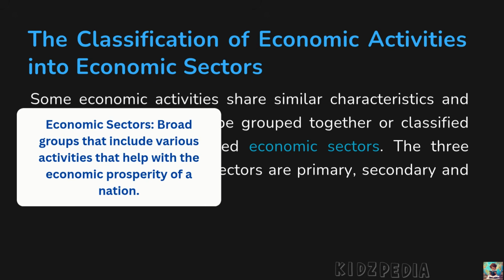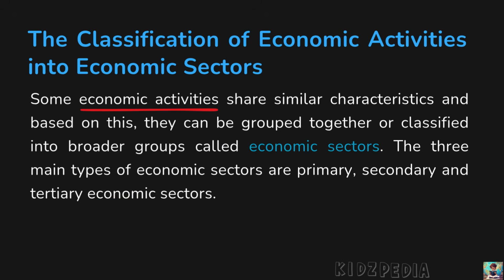So all the jobs people do to earn money are divided into big groups called economic sectors. Each sector plays an important role in making the nation rich and developed. Example, farming, factories and services like banking or teaching are all part of different economic sectors. So some economic activities are similar in nature. They involve the same kind of work or purpose. So to understand them better, we group these activities into bigger categories called economic sectors.